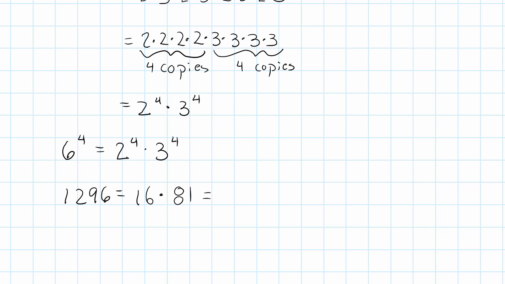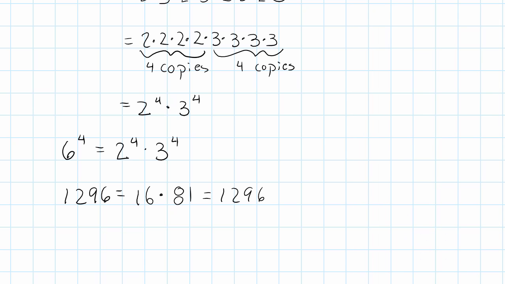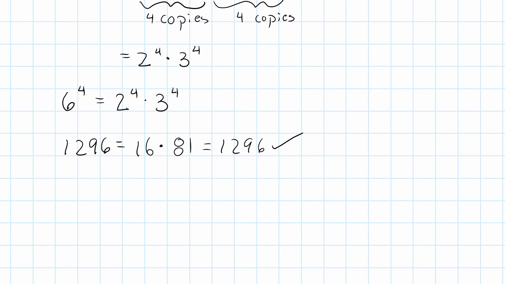And now I'm going to multiply 16 times 81, and I do get 1296. We can state this more generally in terms of equivalent expressions.